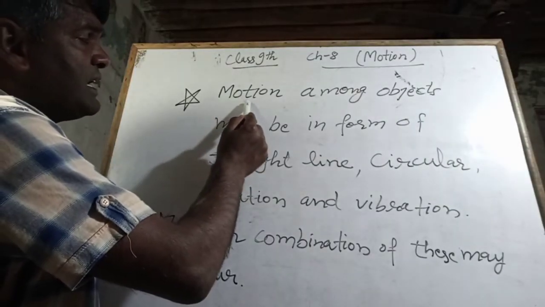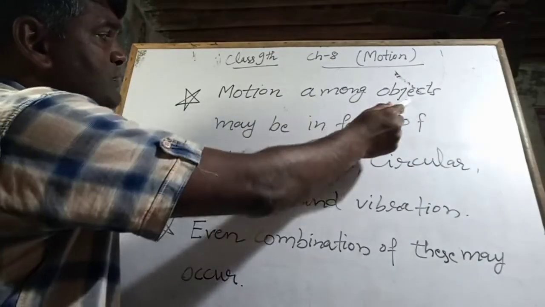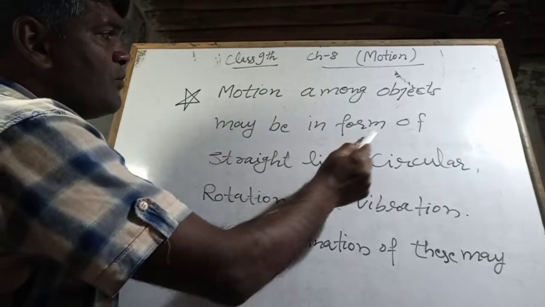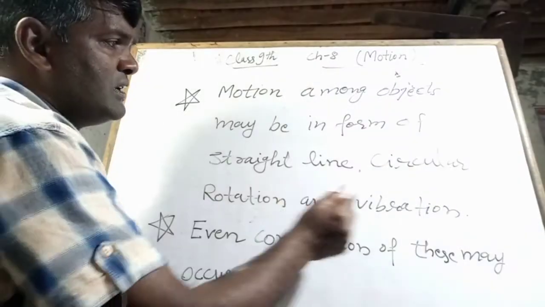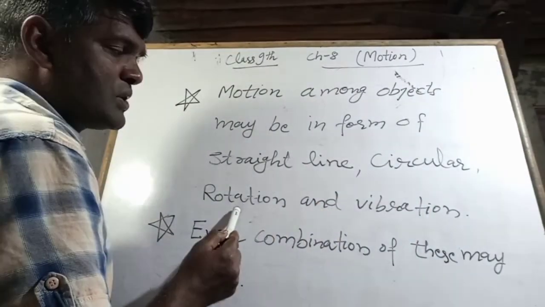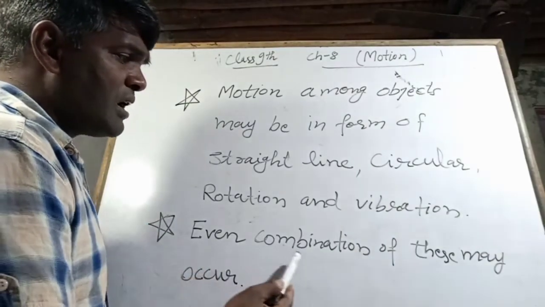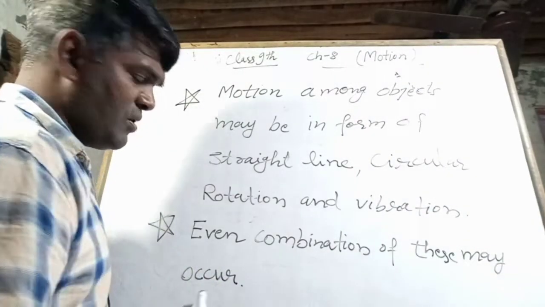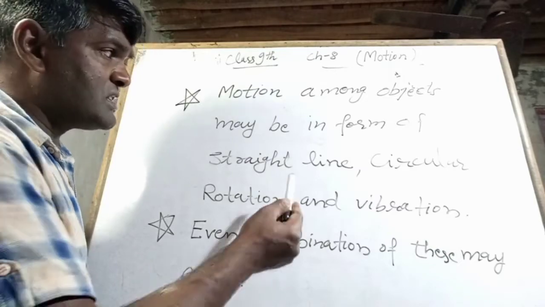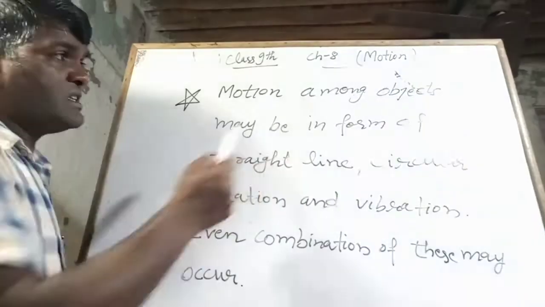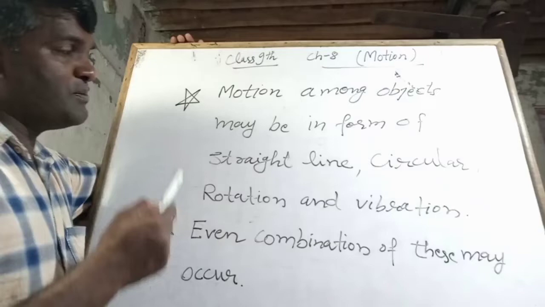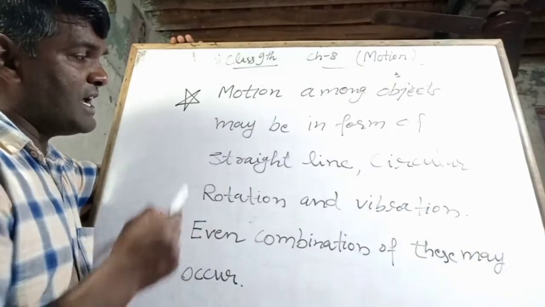Now let's talk about a few more points about motion. I have written here that motion of objects may be in the form of straight line, circular, rotation and vibration. Even a combination of these may occur. Let's discuss one by one what each means and what it stands for.